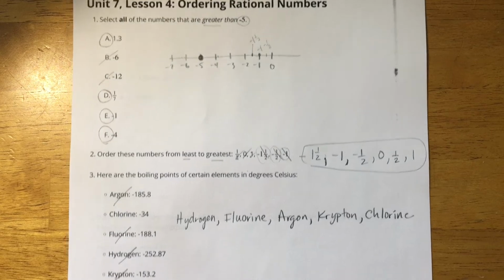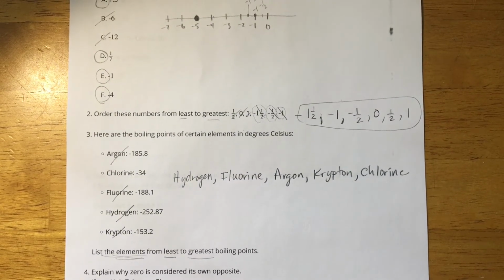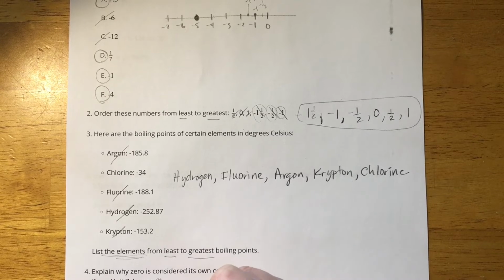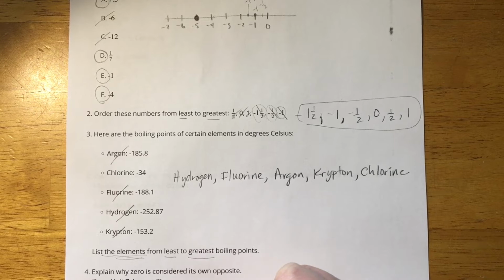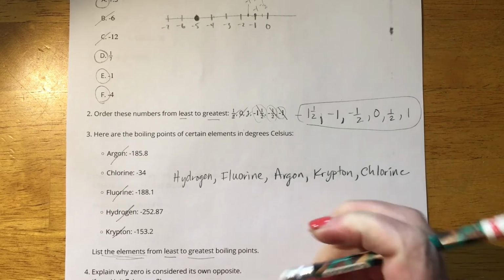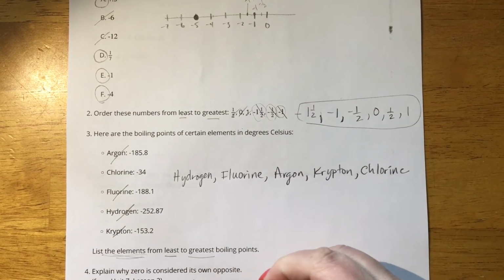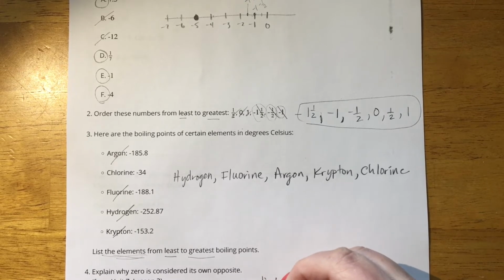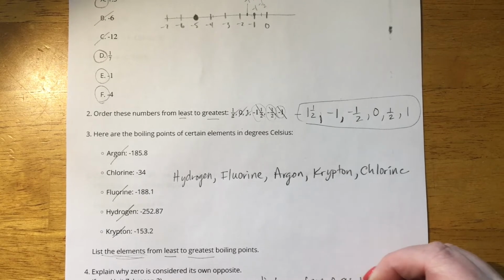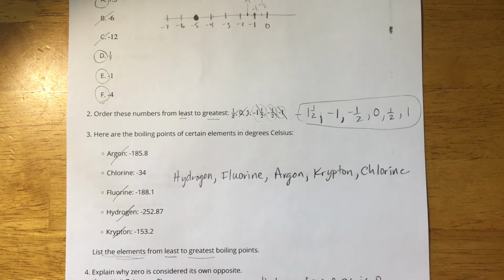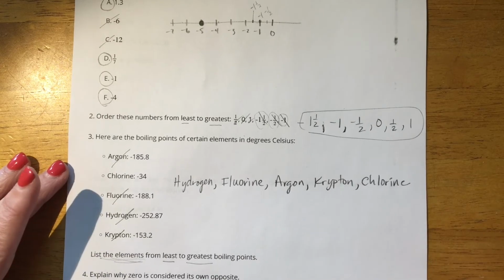Done with number 3. Number 4, explain why 0 is considered its own opposite. Oh, remember when we talked about that a couple of days ago? 0 is the only one that is its own opposite. And the reason why is because 0 is the same distance from 0 as is 0. And I know that sounds really crazy, but that's really the best way to explain it.